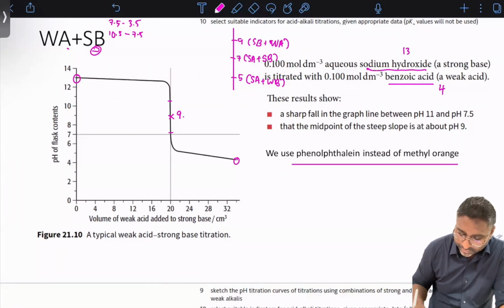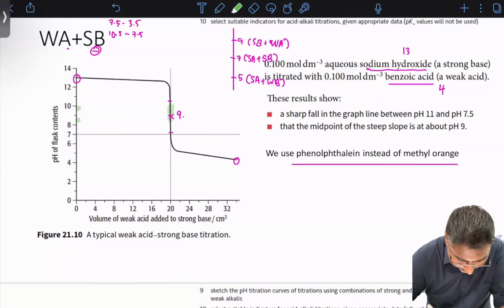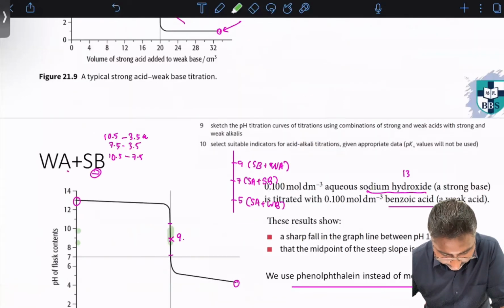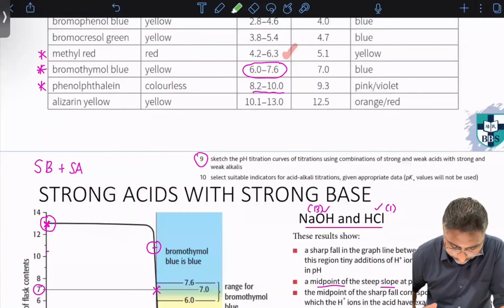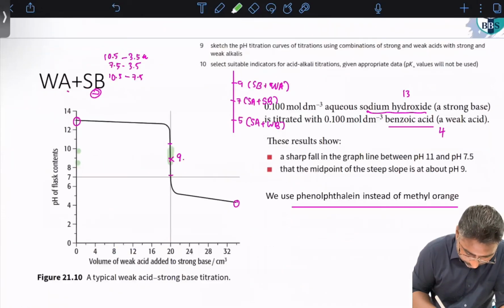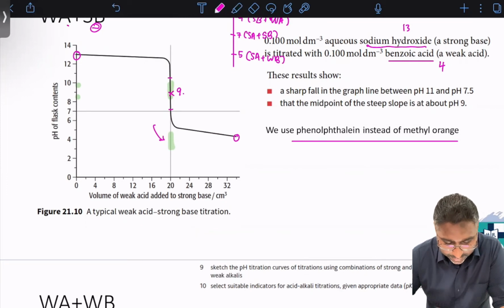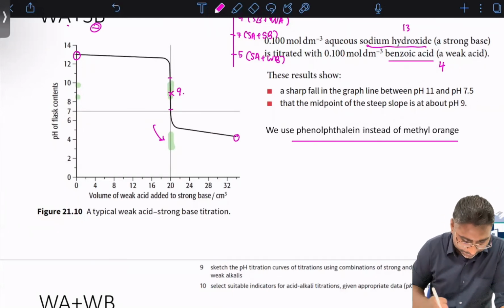Phenolphthalein instead of methyl orange. Why phenolphthalein? Let's look at phenolphthalein. 8.2 to 10, so somewhere here, so it is suitable, within the sharp fall. But if you use methyl orange, let's look at the methyl orange. Methyl orange is from 3.2 to 4.4, somewhere here. You cannot use methyl orange because it does not have a pH range which falls within the sharp fall of the graph. That's the explanation.